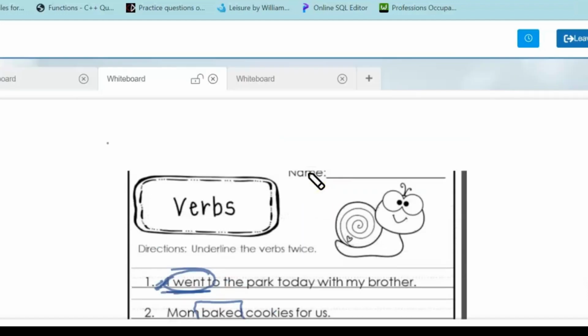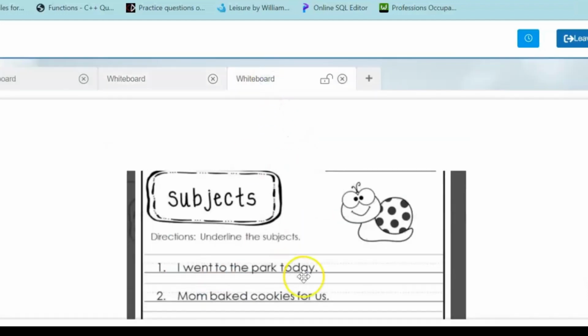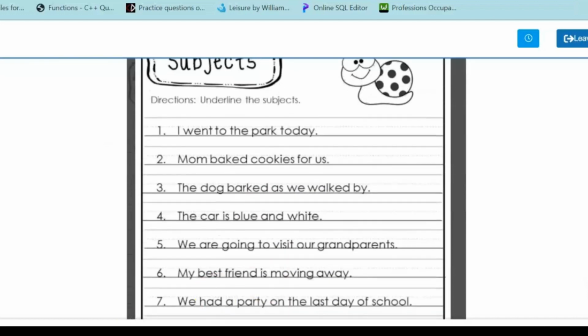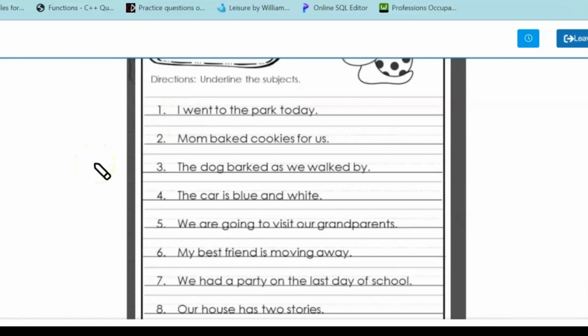Now let's go to the next topic, identifying the subject. I went to the park today. So I is the subject. It usually comes before the verb. We have already identified the verb went. So just before went, I is available, that is the subject. The noun is the subject here. Baked, that's the verb. Just before the verb is the subject.